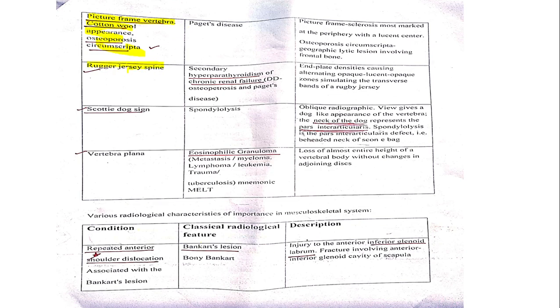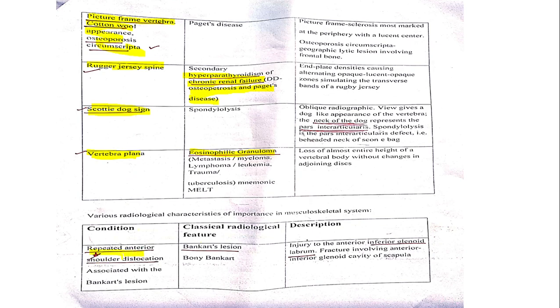Rugged jersey spine is seen in secondary hyperparathyroidism of chronic renal failure. Differential diagnosis of rugged jersey spine are osteopetrosis and Paget's disease. Scottish dog sign is seen in spondylolysis. Vertebra plana is seen in eosinophilic granuloma.